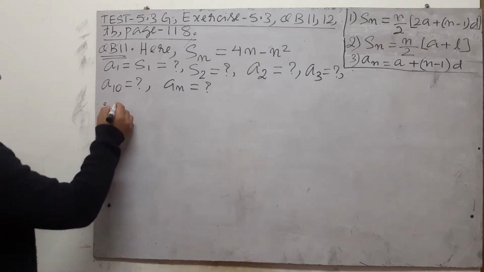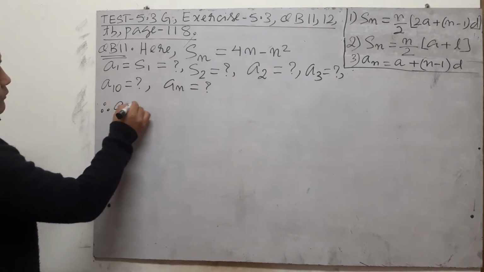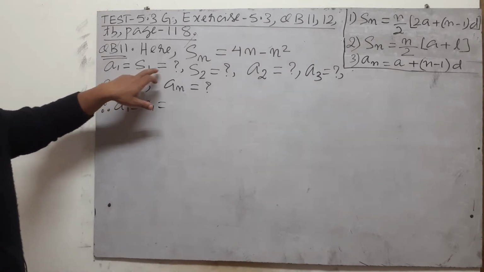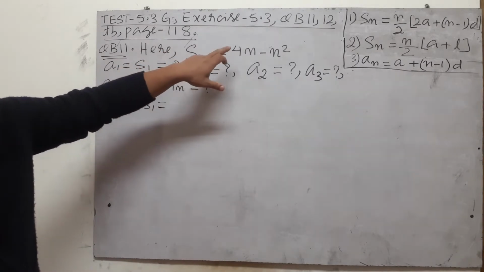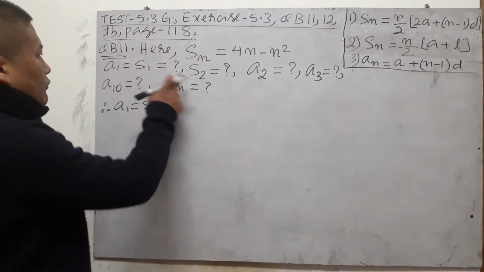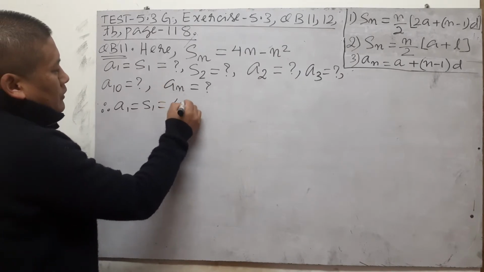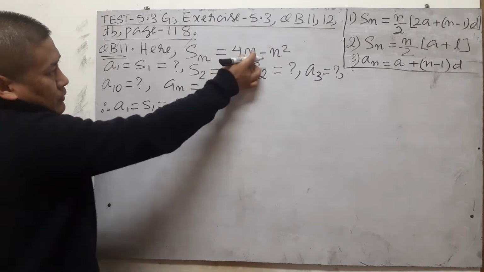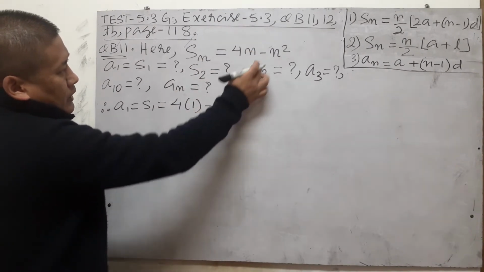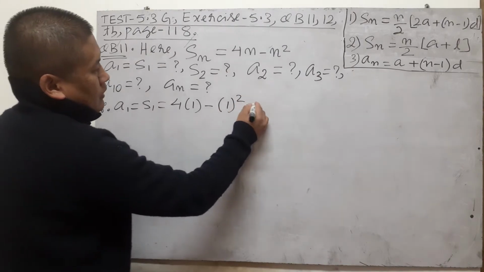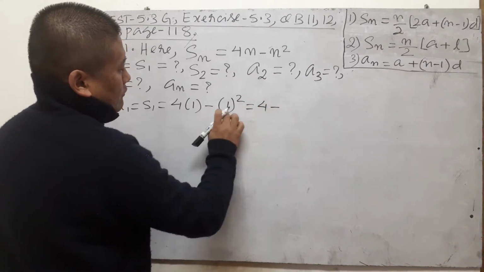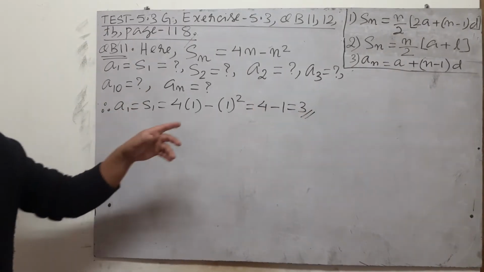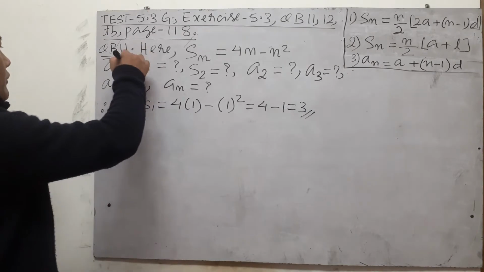Therefore, the first term, A1, which is actually S1, we'll use this advantage of S1 and compare it with what is given. Sn is 4n minus n squared. So S1 will be 4 into 1, because in this case, n is 1. So in place of n, I'm putting 1, minus 1 squared. So 4 ones are 4, minus 1 ones are 1. 4 minus 1 is 3. So the first term value is 3. That we have found out already.